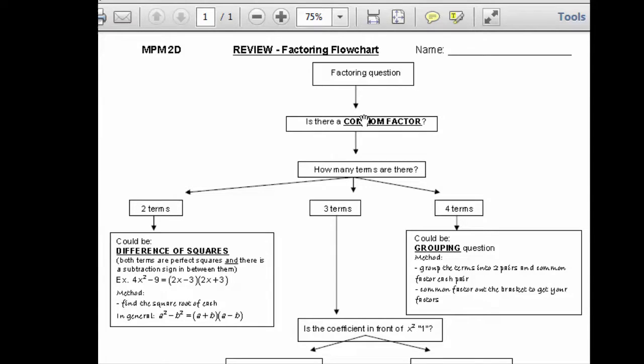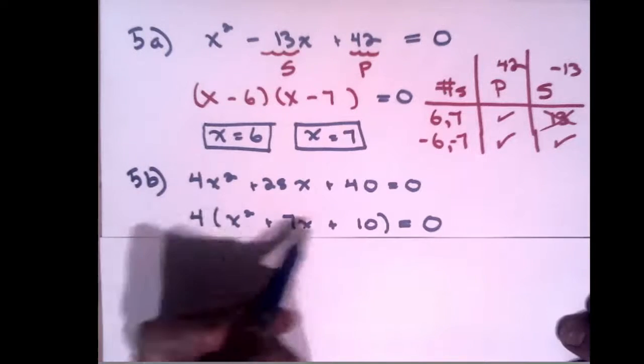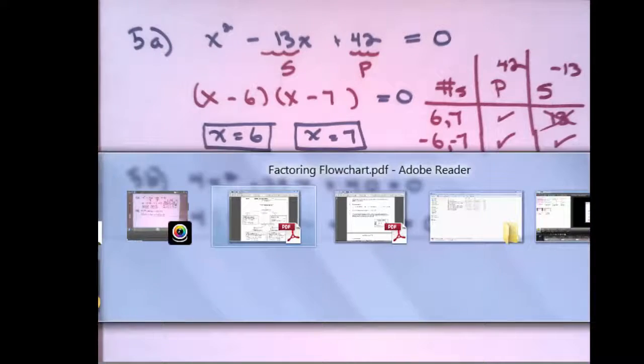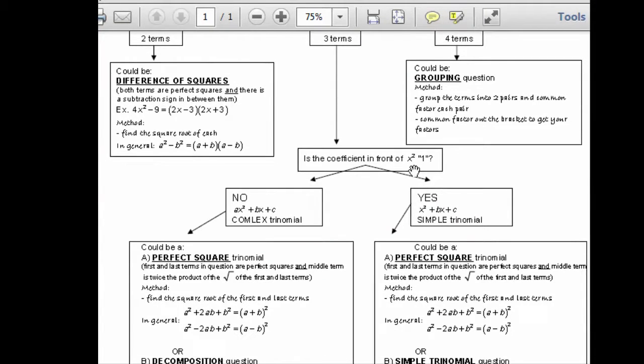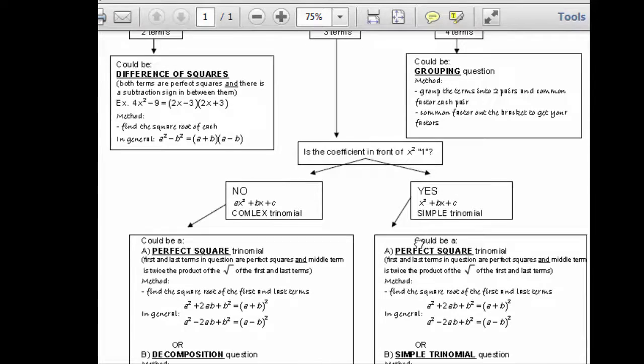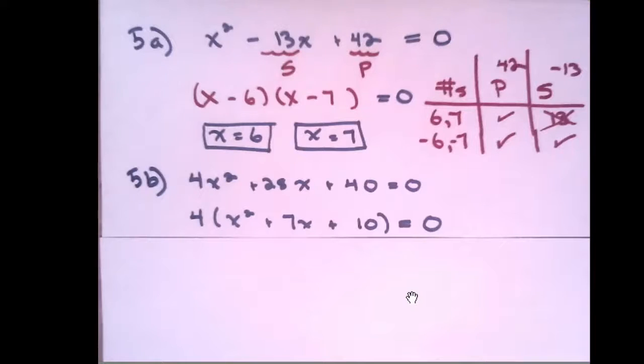So now, how many terms are there? Let's take a look. There are 3 terms, and then it'll say on your chart it's 3 terms. So is the coefficient in front of x squared 1? Yes, it is. And then we can check if it's a perfect square, and if not, we do the simple trinomial technique. So let's check if this is a perfect square.